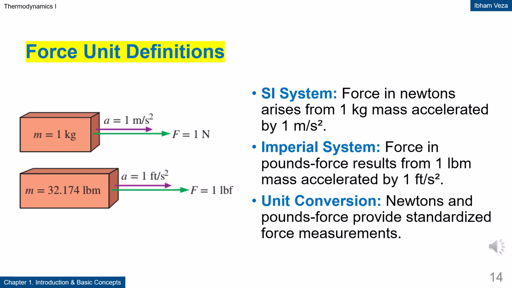Force unit definitions. Force in the SI system is defined based on the acceleration of a 1 kilogram mass. 1 newton is defined as the force required to accelerate 1 kilogram at 1 meter per second squared. In the imperial system, 1 pound force is defined in a similar way using feet and pound mass.